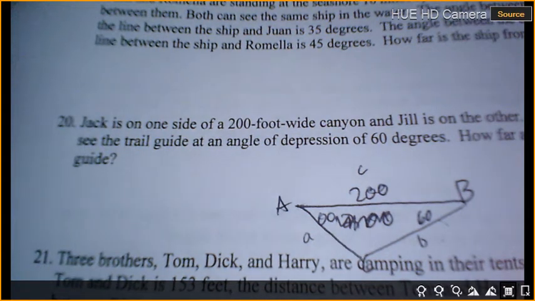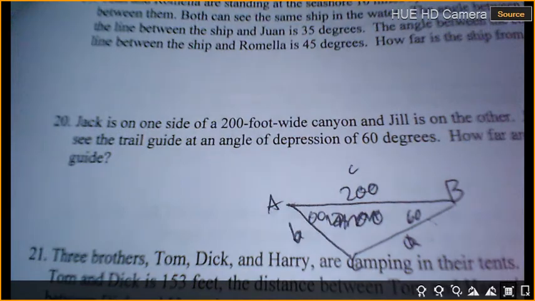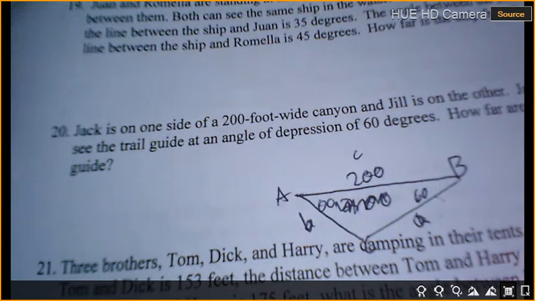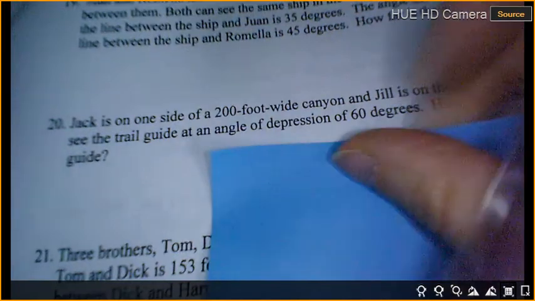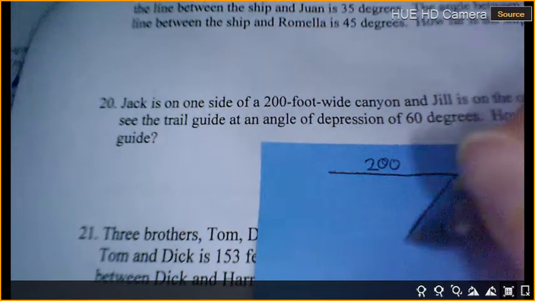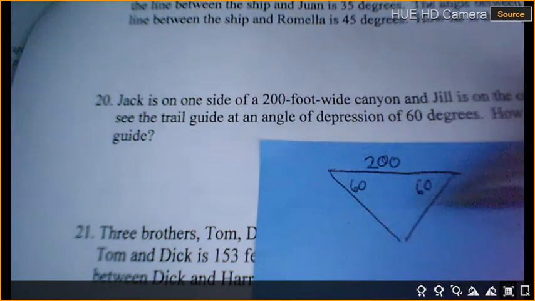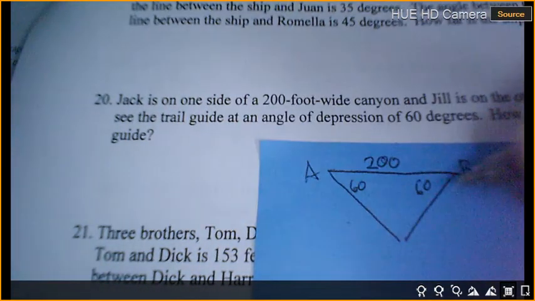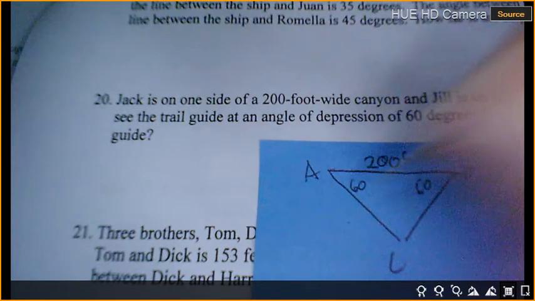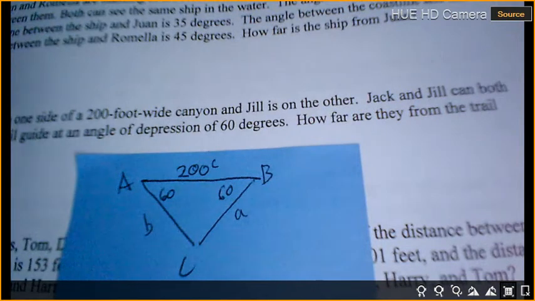So we can just find little a first. Oh, sorry, this is little b and this is little a. Okay, I'll redraw it because we weren't paying attention the first time. Okay. We're 200 feet apart. We're looking at an angle of depression of 60 degrees. We want to know what both of these are. So I'm going to label this A, B, and C. This is little c, this is little b, this is little a. Okay. We're going to find little a first. What are we going to use? Law of sines or law of cosines?